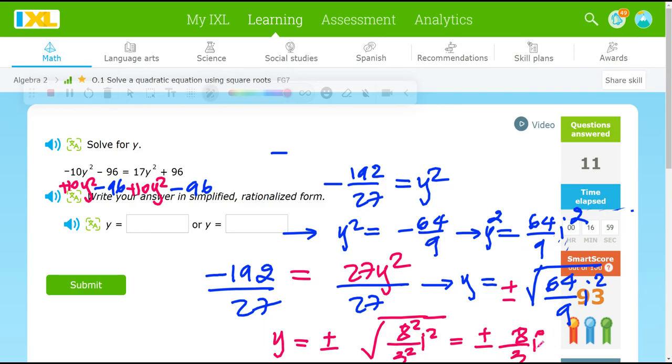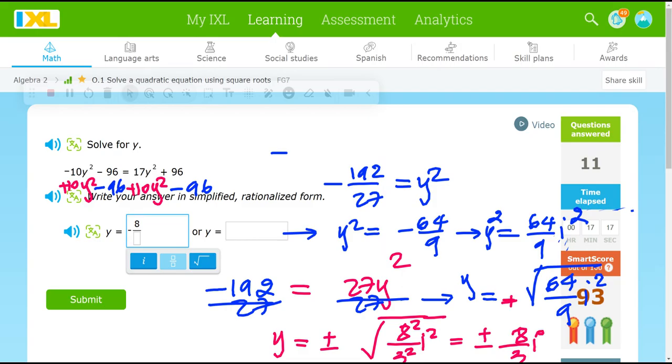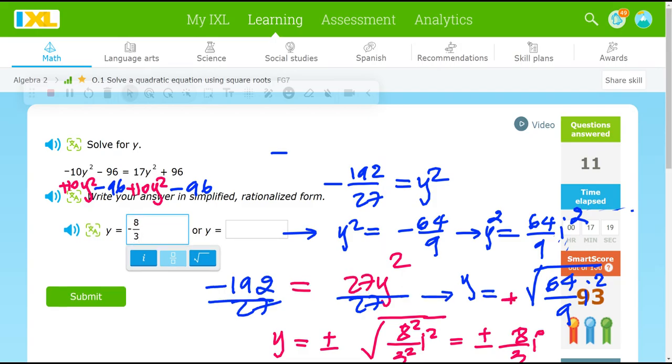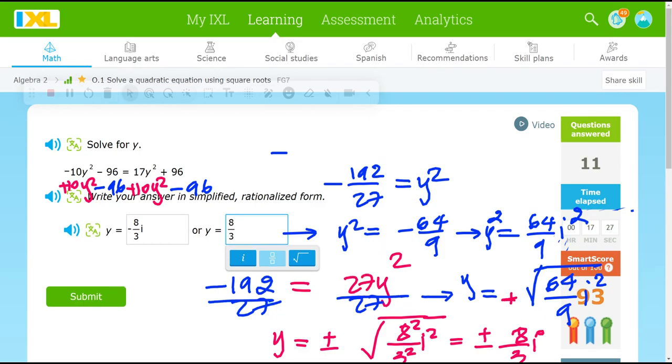That's it. Alright, let's put it in and we're done. So plus 8 over 3 and then i. Hold on, I can do minus 8 over 3, and then I put i. Do not forget the i. The other one should be 8 over 3 and then i. Okay, done.